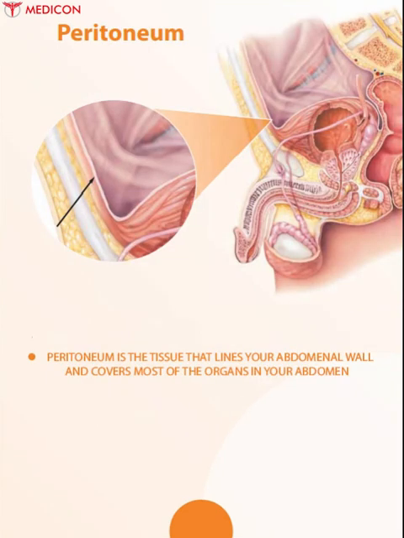Peritoneum. Peritoneum is a tissue that lines your abdominal wall and covers most of the organs in your abdomen. A liquid called peritoneal fluid lubricates the surface of tissues.